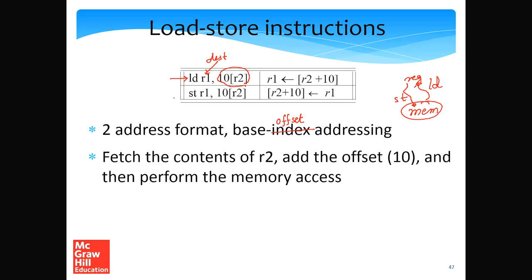So a store instruction has exactly the same format, right? But the store instruction, if you think about it, does not actually have a destination. The destination is memory. It does not have a register destination. So what the store instruction does is that the register that is actually read is specified first, and then the memory location is specified after this, using exactly the same addressing mode, base offset addressing mode.